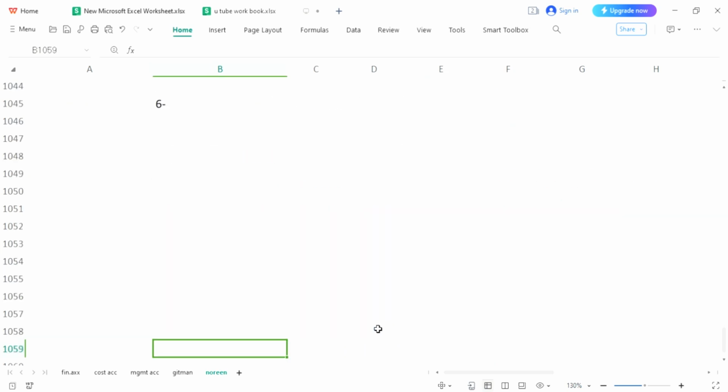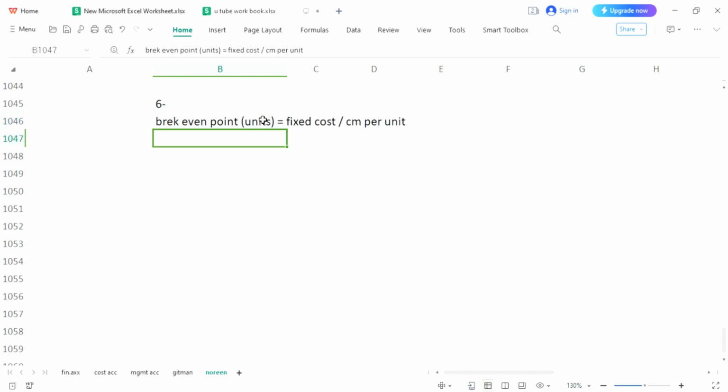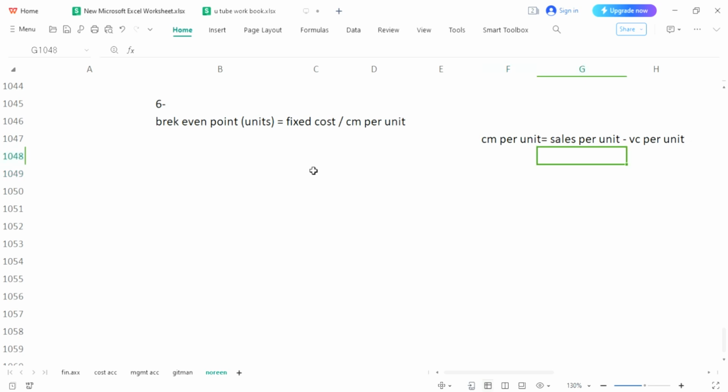Now come over here. We are again going to calculate the break-even point in terms of units. First we will calculate it by dividing fixed cost by CM per unit. Come over here. CM per unit would be different over here. Why? Because he has made some changes. Sales per unit would be taken and variable cost per unit would be subtracted. Sale per unit is the same, as he is saying there is no change, 40, but variable cost would be changed. How?